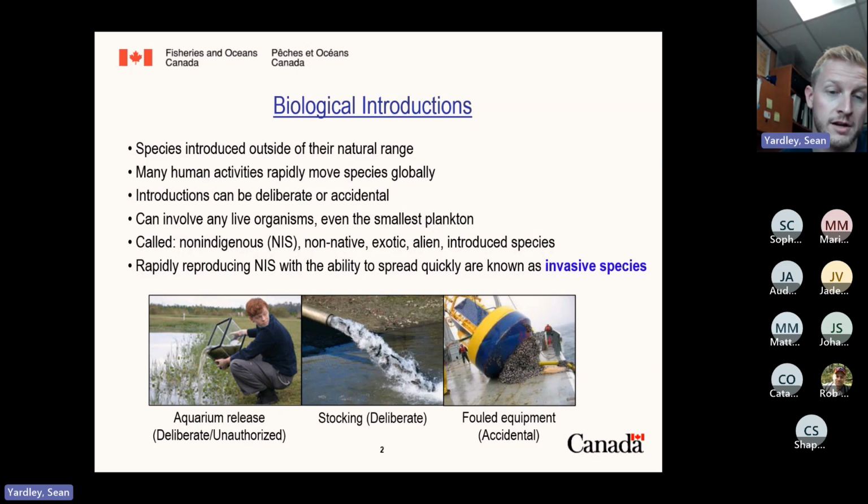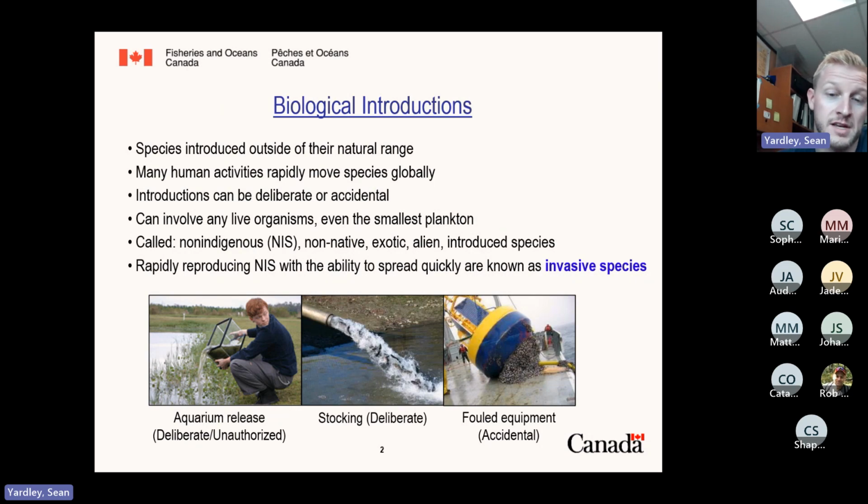Another way would be stocking, and this would be a deliberate introduction. So this middle photo here, you can see a bunch of fish being fired out of a hose into a pond. An example that some people may be familiar with would be the grass carp introduction in the United States. They were introduced to ponds as a form of vegetation control, and then eventually a large enough rain event happens and the ponds or berms overflow, and then those carp were released into an uncontrolled environment where they were able to spread throughout a system and obviously in that case cause quite a bit of damage.